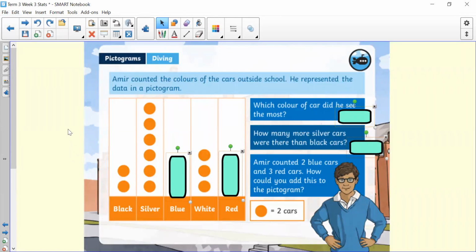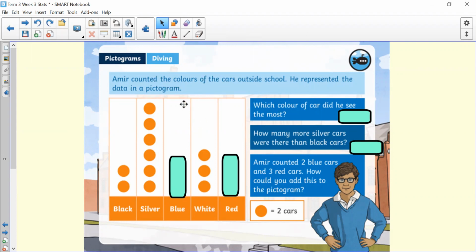So let's just have a look at some of the type of questions, and this will hopefully help you pick which challenge you want to do today for your learning. So this is our first level, and this isn't the question that you'll have on your assignment, but it's one similar to it. So it says, Amir counted the colours of the cars outside school. He represented the data in a pictogram. Now, before I even look at these questions, I'm just going to spend a bit of time really looking carefully at the pictogram.